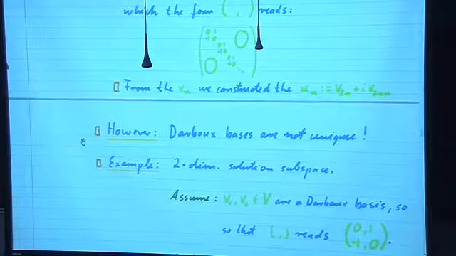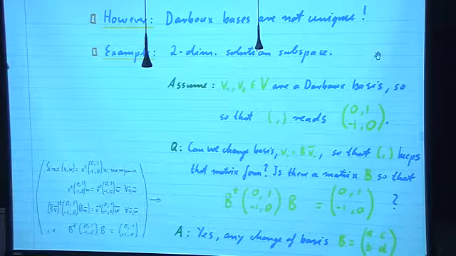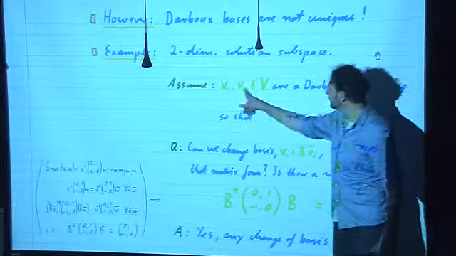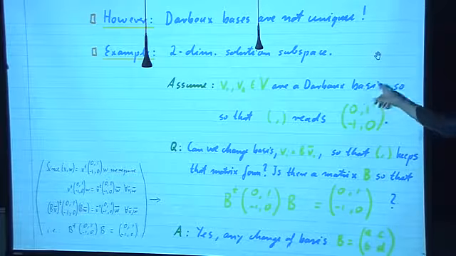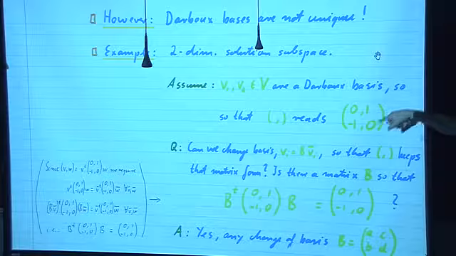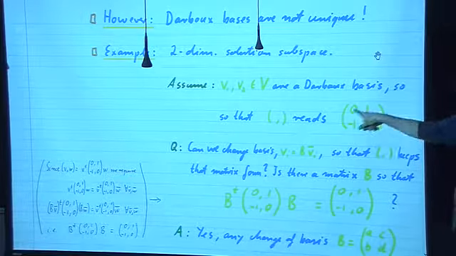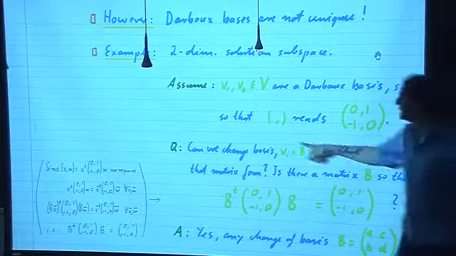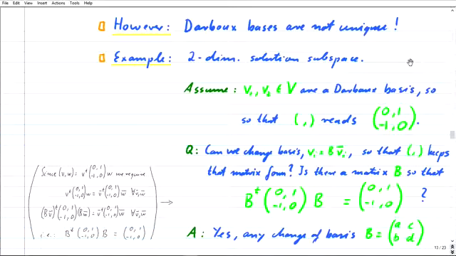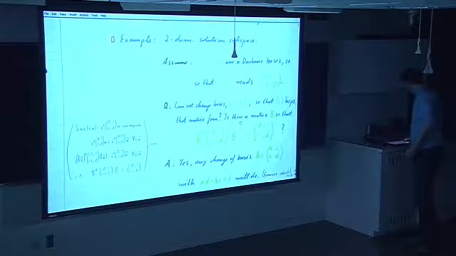We can. So let's assume that V1 and V2 are the Darboux bases in that two-dimensional vector space. So assume that the symplectic form takes this shape when V1 and V2 are chosen as basis vectors in that subspace. On that subspace, the symplectic form takes that form. Then let's ask, can we change bases?